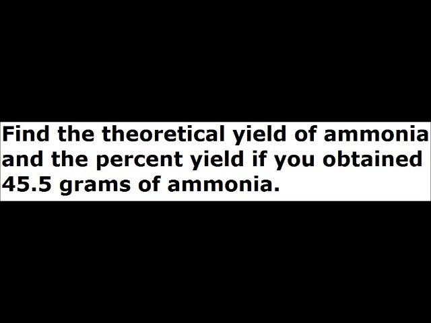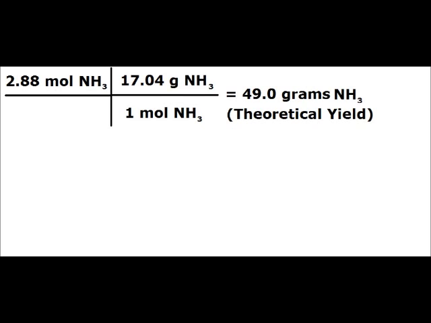So we take the limiting reactant, which is the nitrogen monoxide. We found that it could produce 2.88 moles of ammonia, and so we have that there. We're then going to multiply through by the molecular weight of ammonia, which if you go to the periodic table and add up nitrogen and 3 hydrogens, you should get 17.04. And then if we solve that, you should come out to 49.0 grams of ammonia. And so the theoretical yield of ammonia is 49.0 grams. That's the most we could obtain.